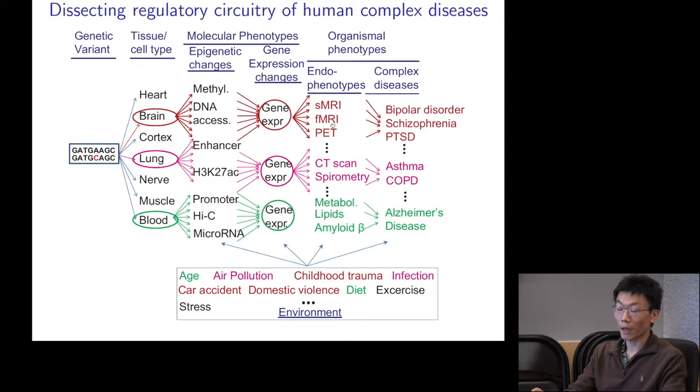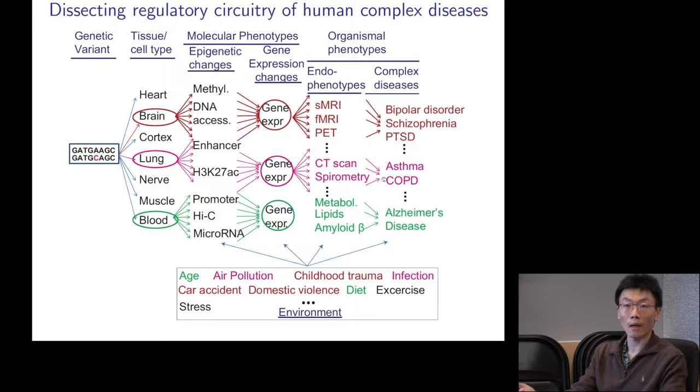So the endophenotype we interpret as a kind of mediating phenotype between the molecular phenotype and the terminal phenotype. These are very diverse. For example, MRI, magnetic resonance imaging, is one of the endophenotypes that might have a higher connection with brain-specific diseases. And CT scan or spirometry could be connected with COPD or others. So we interpret this as high dimensional endophenotype.